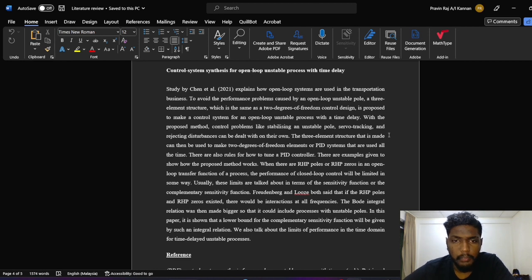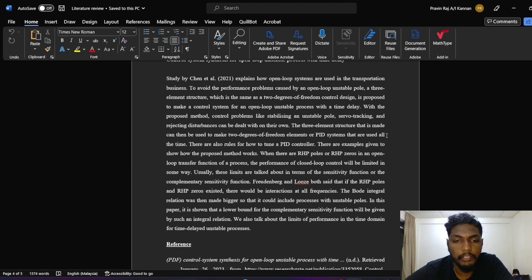And my next one is control system synthesis for open loop unstable process with time delay. This project explained how open loop systems are used in transportation businesses. So we also take that as a reference for our project. And also to make two degrees of freedom elements or PID systems that are used all the time. There are also rules for how to tune PID control in this project.